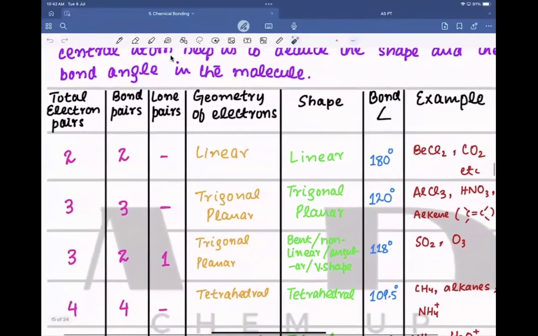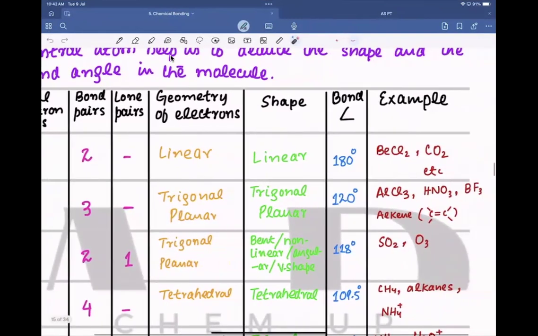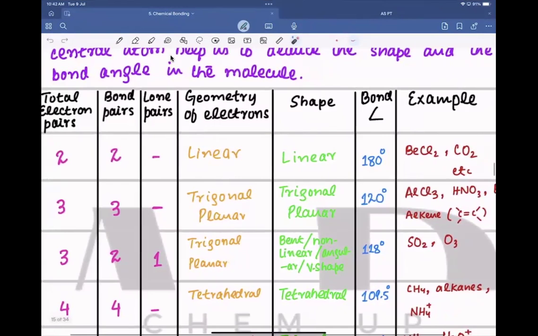Ammonium ion is an example of this, methane is an example of this, and alkanes are examples of this, and any other atom where you see the atom is forming 4 bond pairs and there is no lone pair.